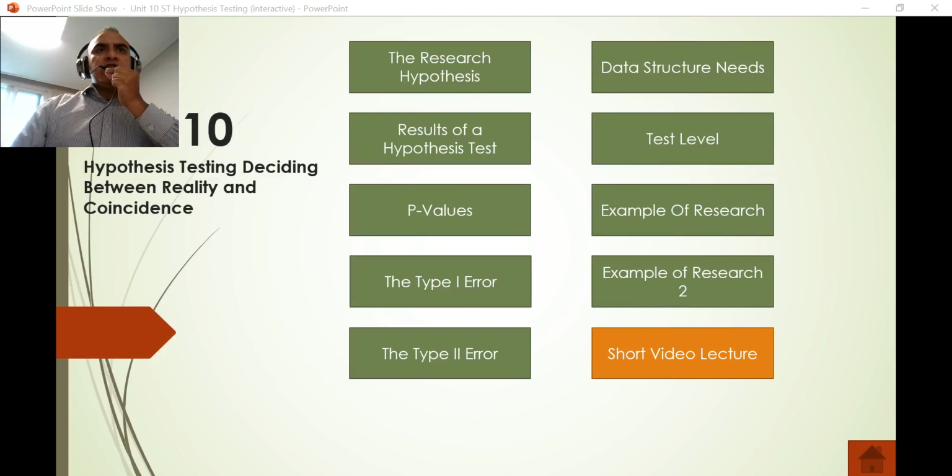Business Statistics Unit number 10. In Unit number 10, we're going to be talking about hypothesis testing and deciding between reality and coincidence.